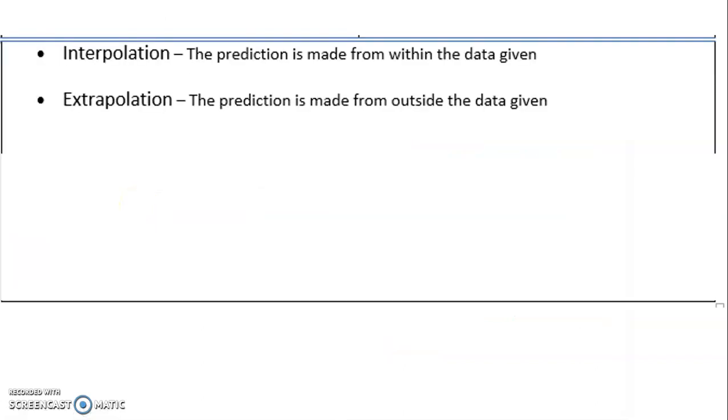A couple of things that we need to talk about also is a definition of interpolation and extrapolation. So going to just draw a quick idea of a graph here. We're going to call this height, and we're going to call this age.